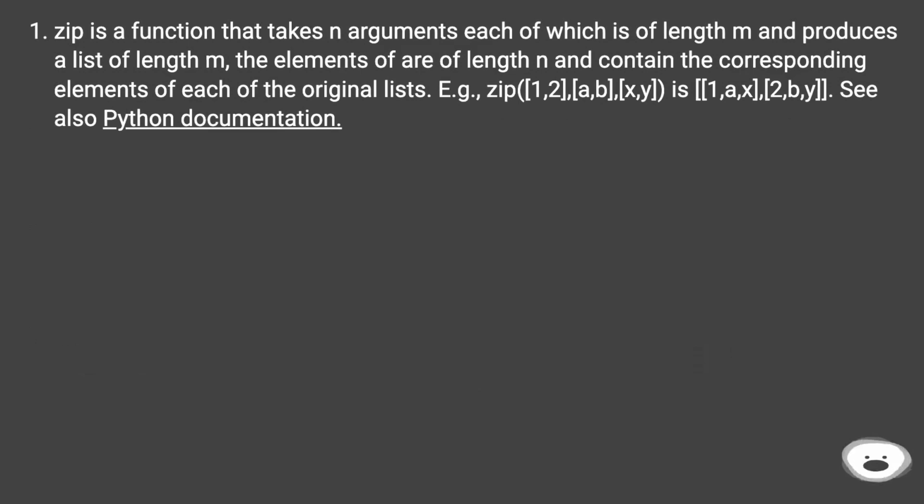Zip is a function that takes n arguments, each of which is of length m, and produces a list of length m. The elements of the result are of length n and contain the corresponding elements of each of the original lists. Example: zip([1, 2], [a, b], [x, y]) is [(1, a, x), (2, b, y)]. See also the Python documentation.